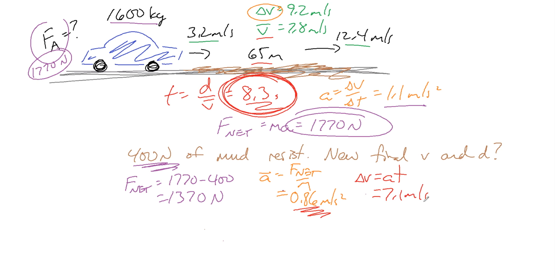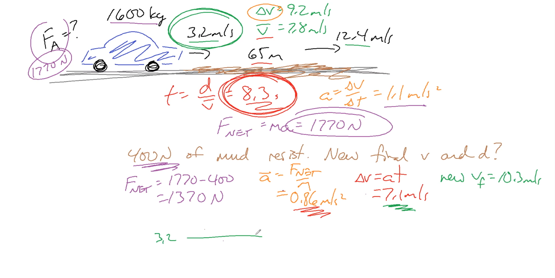So now I can use that to figure out my final v, because I know my car started at 3.2, that hasn't changed, and then it went faster by 7.1, so now my new final speed would just be the 3.2 we started with, plus the 7.1. We just have to add the two together, and we're looking around 10.3 meters per second. Okay, so the car went from 3.2, it changed by 7.1, so it ended up at 10.3.